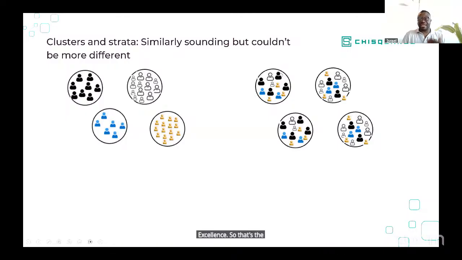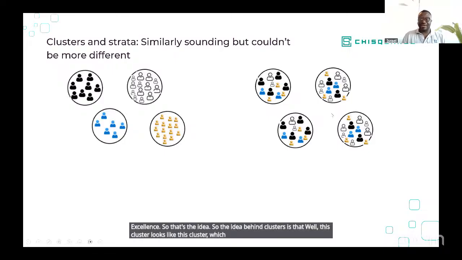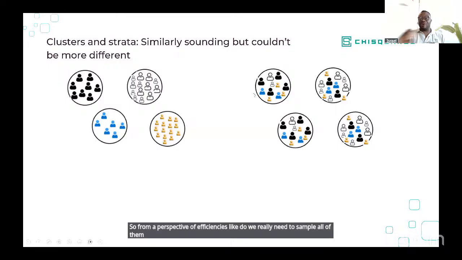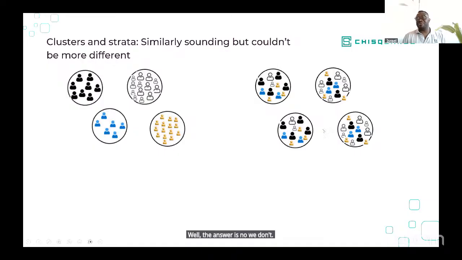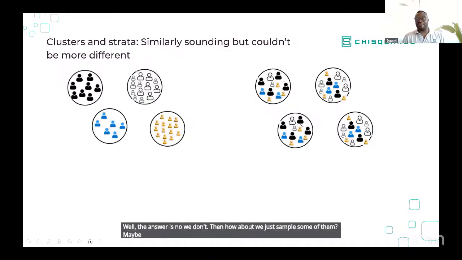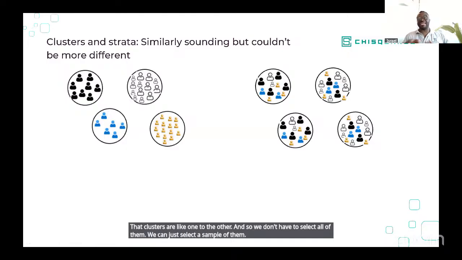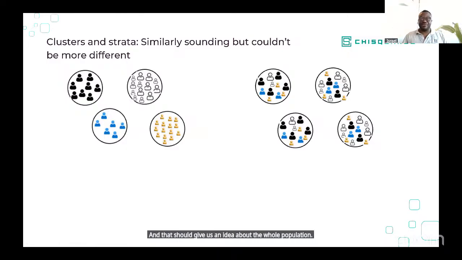So the idea behind clusters is that, well, this cluster looks like this cluster, which looks like this cluster, which looks like this cluster. So from a perspective of efficiency, it's like, do we really need to sample all of them? Do we need to collect data from all of them if they all look alike? Well, the answer is no, we don't. So then how about we just sample some of them? Maybe instead of selecting all 4 of them, we can select 2 of them. That's the idea behind clusters, that clusters are like one to the other. And so we don't have to select all of them. We can just select a sample of them, and that should give us an idea about the whole population, at least in theory.